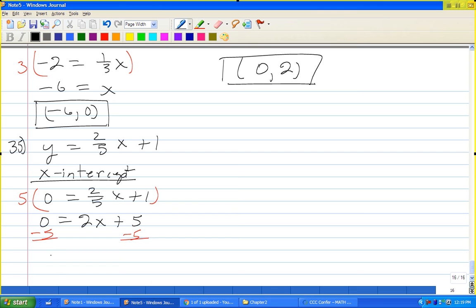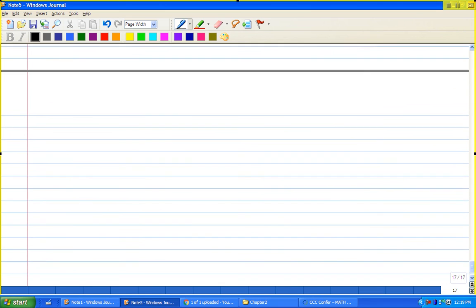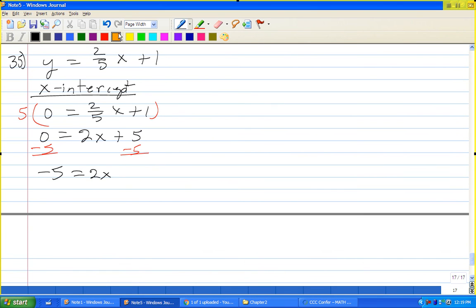And so I get that 2x is equal to -5. Divide both sides of the equation by 2. So x equals -5/2. So the x-intercept is at -5/2, 0.